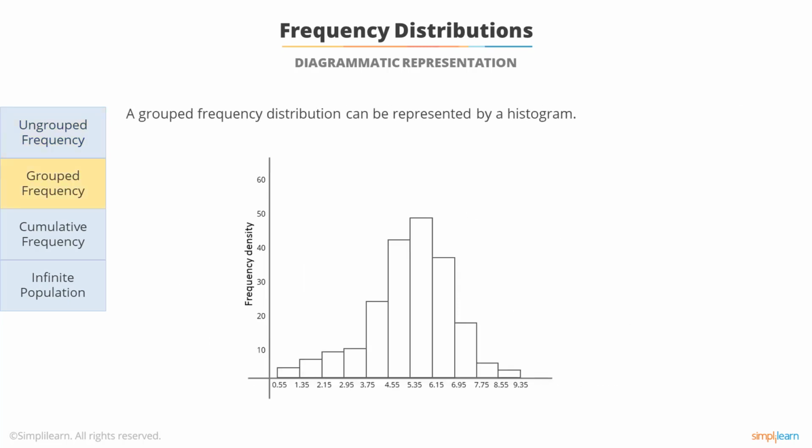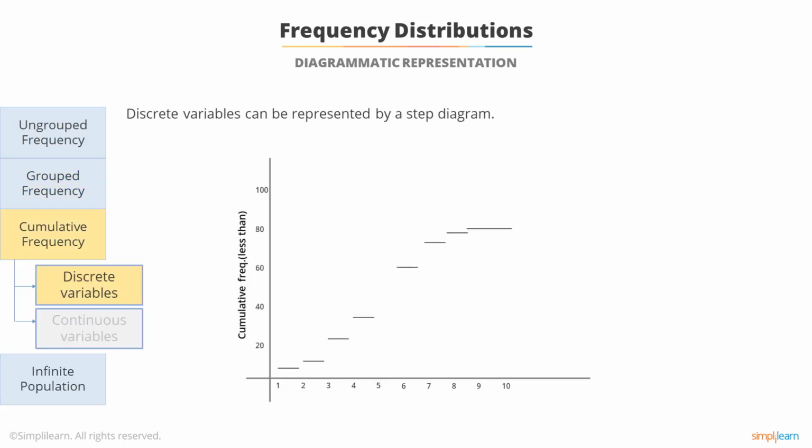Now we could also use grouped frequency distributions, which are commonly known as histograms. Now if you have discrete variables, you could represent those using a step diagram.